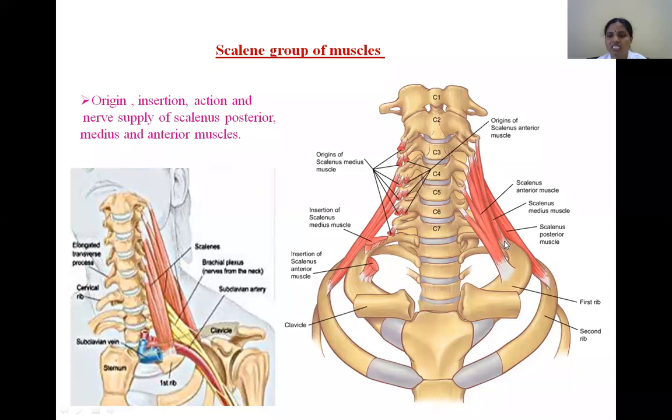So the upper surface of the first rib behind the scalenus anterior, there is an insertion for the scalenus medius muscle, right? Then the scalenus posterior muscle takes origin from the posterior tubercles, then is inserted to the outer surface of the second rib. So this is the origin from the costal elements and insertion to the ribs.